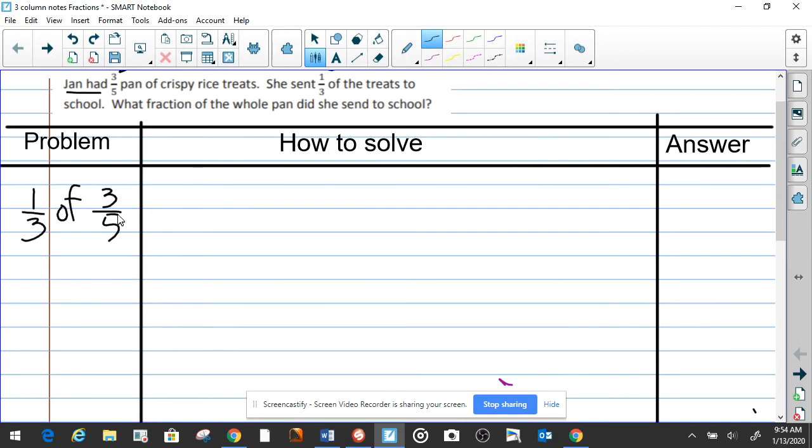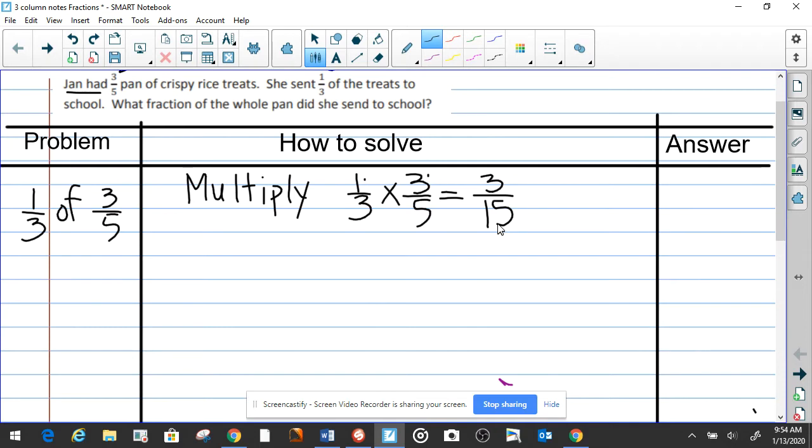Okay, that's easy. So our first step when we have a fraction of a fraction, and we want to find out how much they sent to school, we're going to multiply 1/3 times 3/5. Okay, so let's do that. When you multiply fractions, you multiply across. 1 times 3 equals 3, and 3 times 5 equals 15. So that's how much she's going to send.